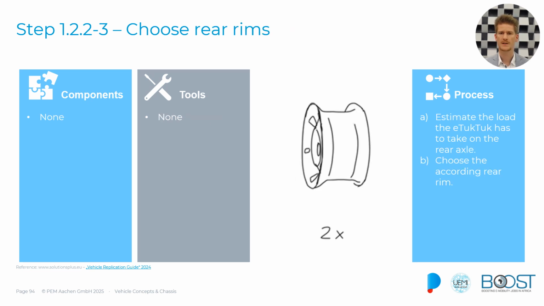Now the next step would be to choose the rear rims. This is something that you have to take into account with the load. Bigger rims again, bigger wheels in general, mean better comfort. So this is something you take into account.